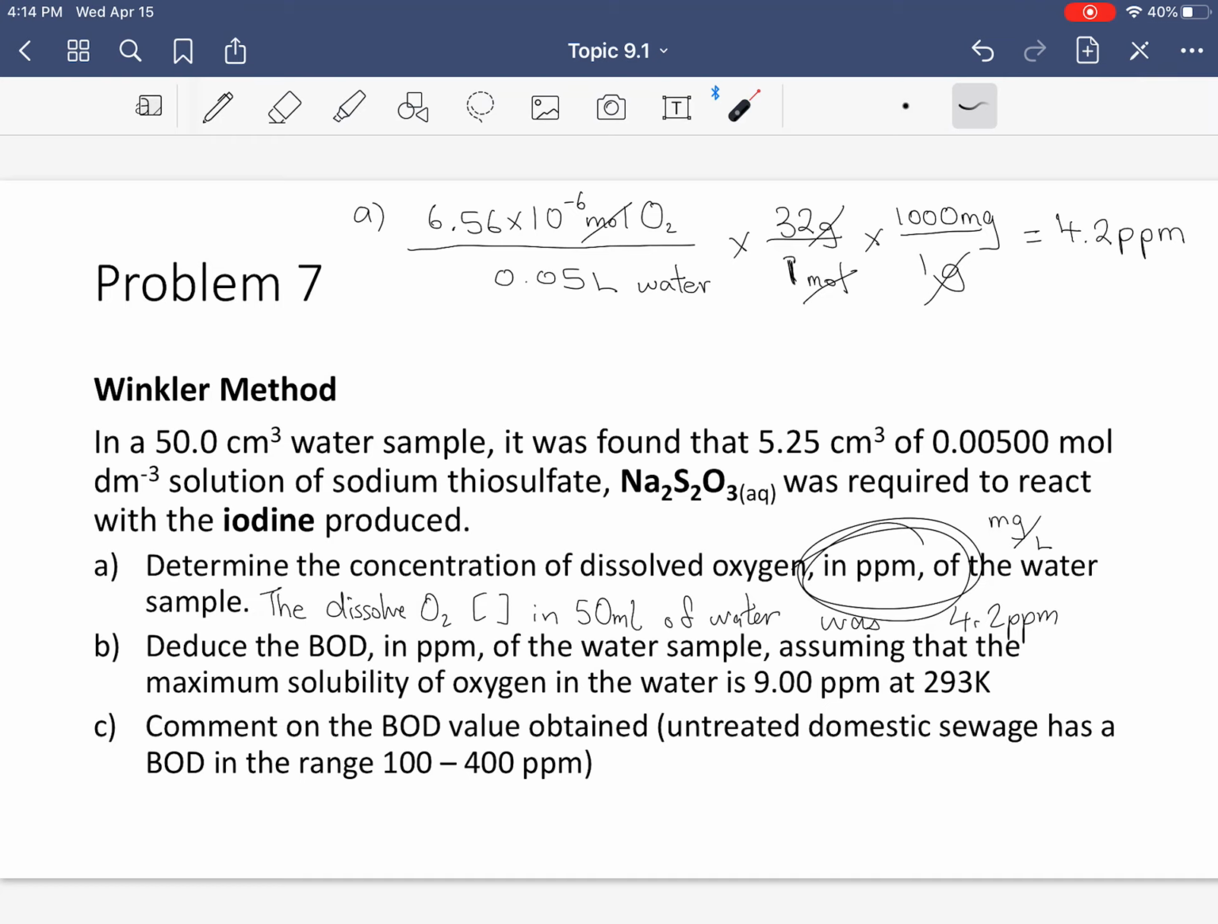Well, let's do question B now. Because question B is asking me for BOD. Okay? Biochemical oxygen demand. Now, let's read the question. Deduce the BOD in ppm of the water sample, assuming that the maximum solubility of oxygen in water is actually 9 ppm. So, at room temperature, because we're assuming that this water is at room temperature, okay? The maximum solubility of oxygen, so the maximum dissolved oxygen is actually 9. You cannot go over 9. Okay? If it was above 9, this temperature should have been lower. But at room temperature, it was 9. And I want to know what BOD is.